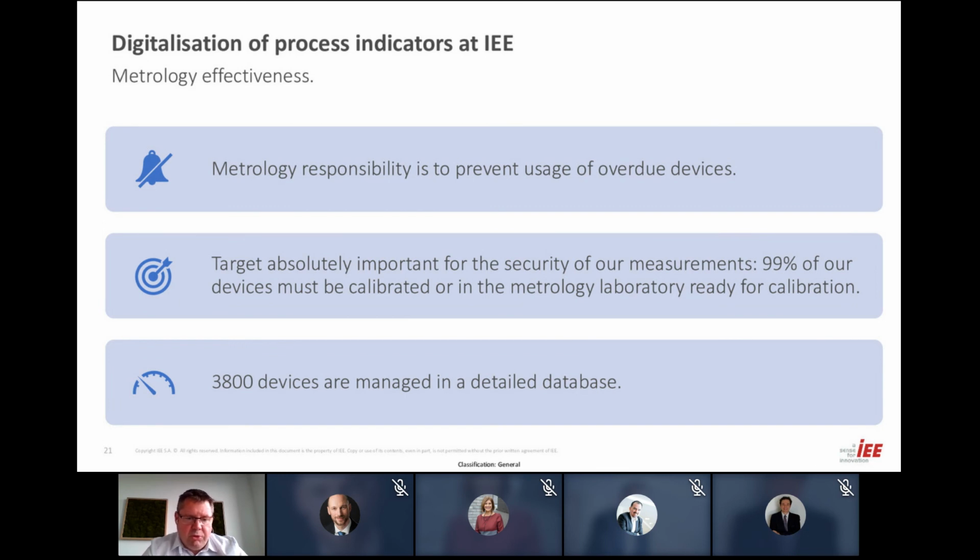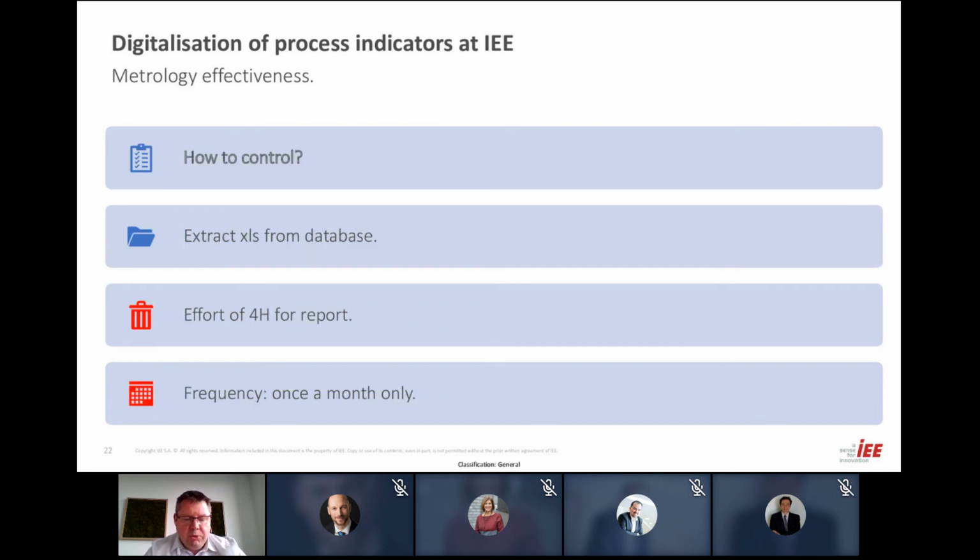Another example is the metrology laboratory. So we have a target to meet, to calibrate 99% of the devices in time, and those devices are spread all around the world. We have about 3,800 devices to manage. So I was also there extracting Excel sheets from the database, and it took me about 4 hours to provide a report. And so the frequency of the reporting was done on a monthly basis as well.